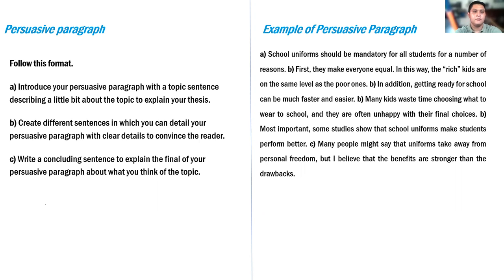And in letter C of the format, we have write a concluding sentence to explain the end of your persuasive paragraph, about what you think of the topic. As I said before, we need to create a concluding sentence to explain the end of the persuasive paragraph. In the example we have, many people may say that uniforms take away from personal freedom, but I believe that the benefits are stronger than the drawbacks. Here we have the end of the persuasive paragraph.